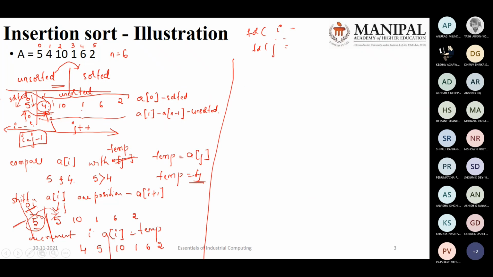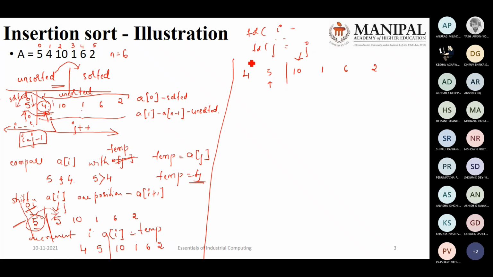Now, let me explain one more step to consider the third element. You will be more clear. You have 4, 5, which is in the sorted list now. 10, 1, 6, 2 is in the unsorted list. Now, this is one iteration for one value of j. Now, you are considering the second value of j. So, j is pointing here.